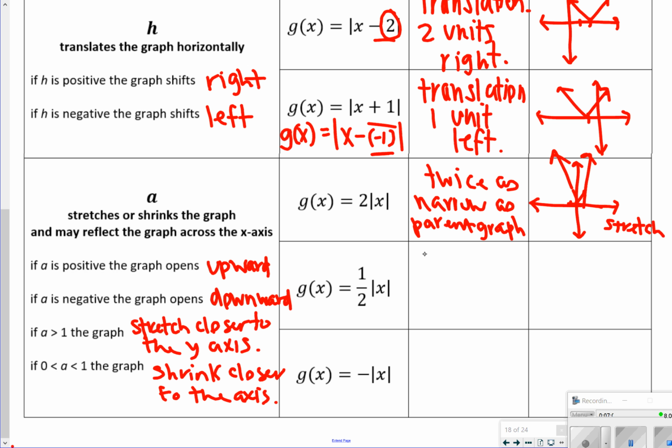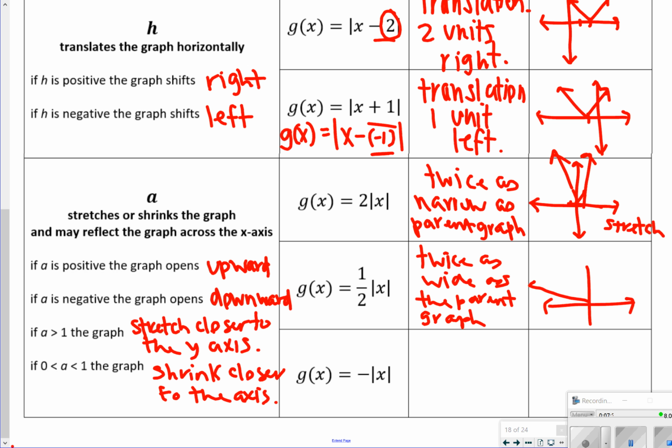Here, this is twice as wide as the parent graph, because it takes a little bit longer to get to your values. So twice as wide would look very slow in that regard. Okay, and this one would again be called a shrink because it is in between 0 and 1.